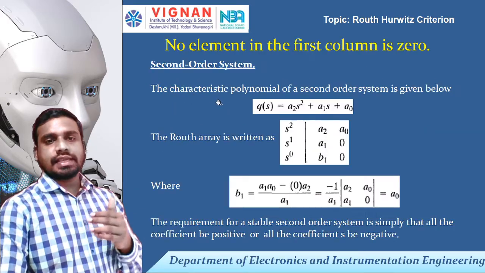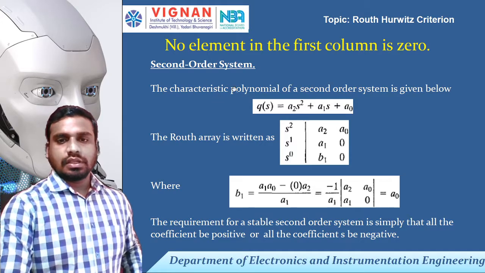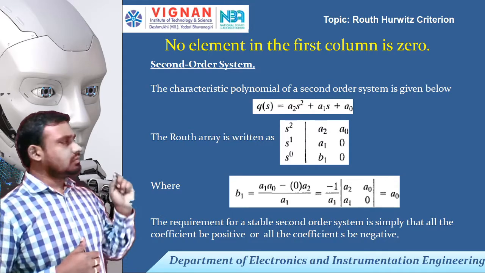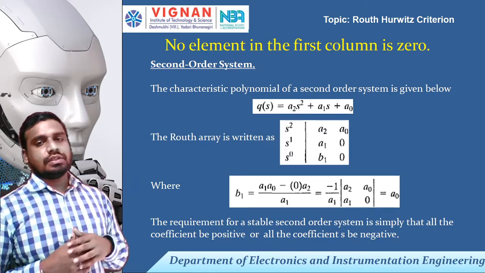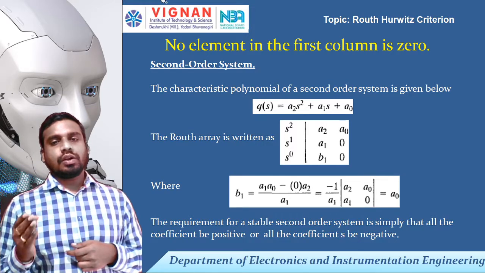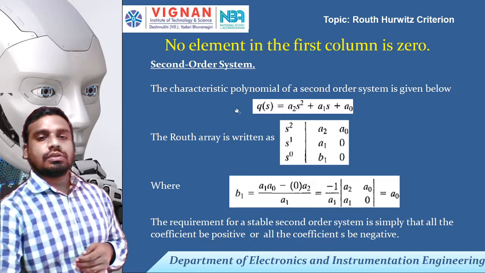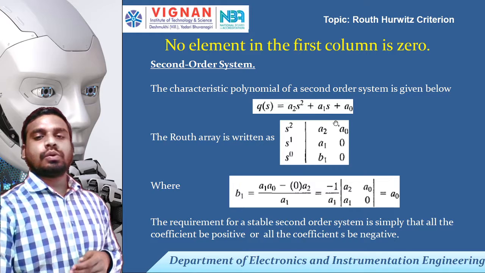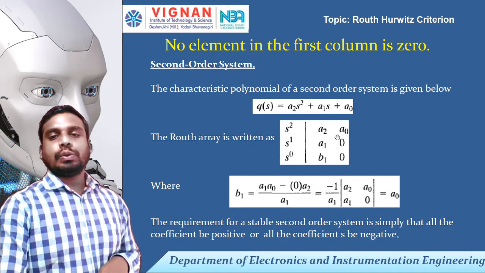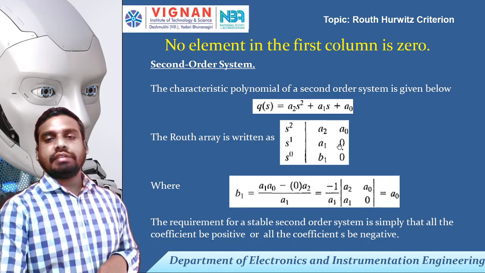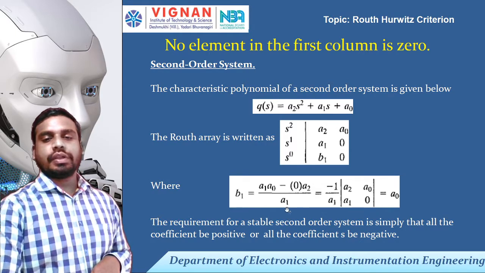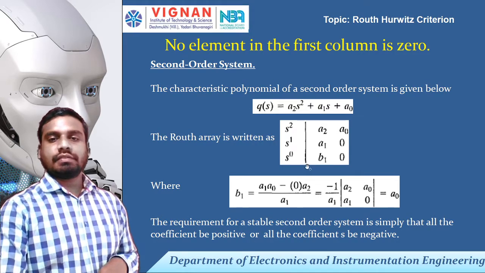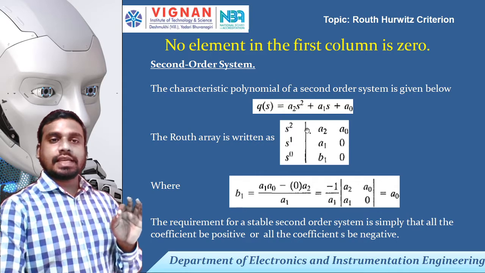Before checking these cases, I'll just go through the problem directly. Let us consider a simple second order system: A2 s square plus A1 s plus A0. What are the elements we know? A2, A0, A1, right? So you can arrange the first two rows, A2 here, A1 here, A0 here, with only three elements. Then B1 is A1 into A0 minus A2 into 0, divided by A1. So that is how we get B1. Once you calculate B1, substitute here and check the signs. If there is no change in the sign, then the system is stable.